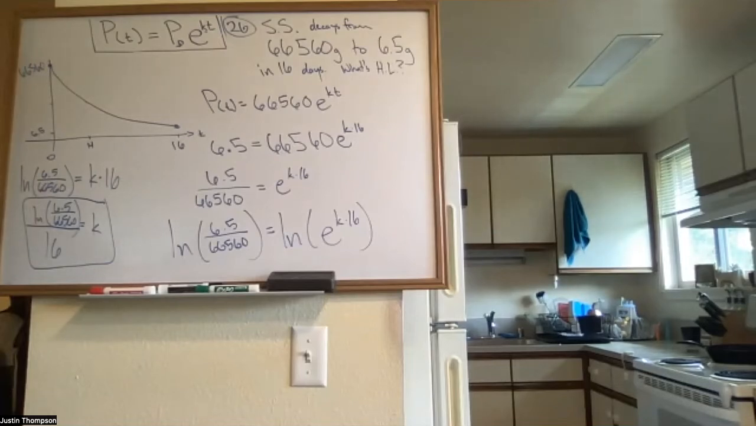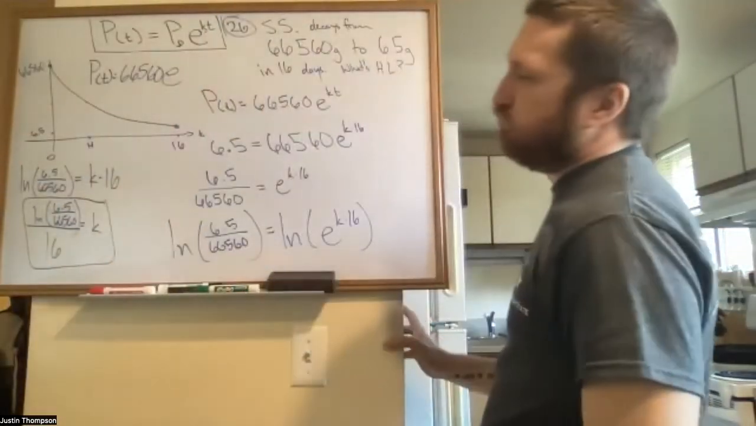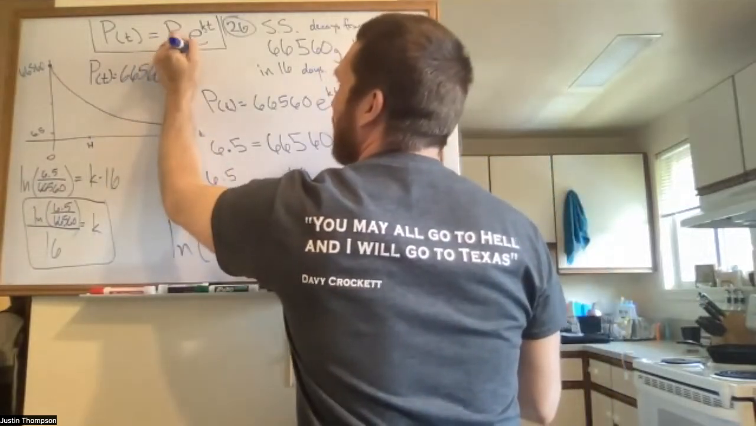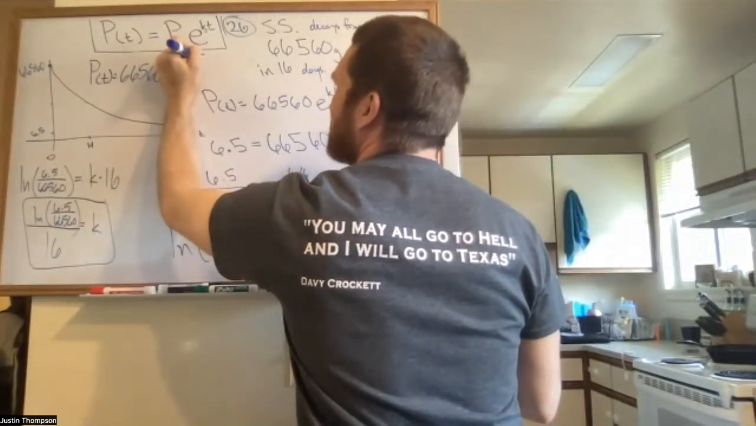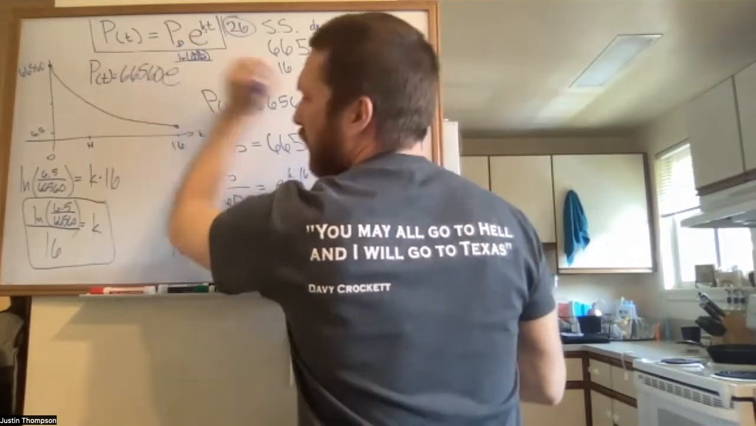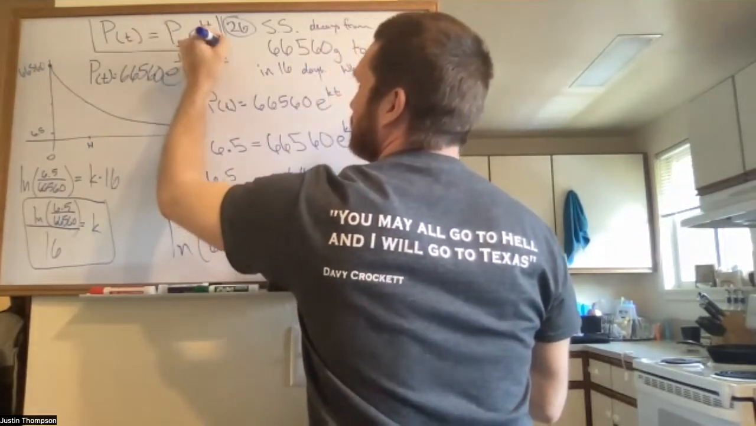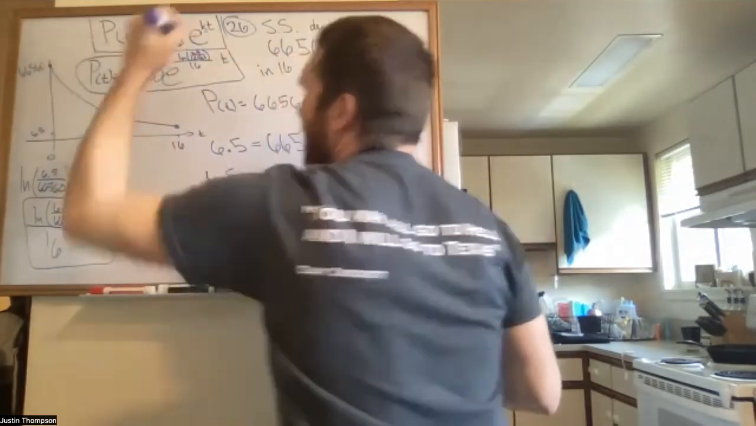So now that I have both of those, I'm going to rewrite my formula. 66560 e to the natural log 6.5 over 66560 over 16 times t. That is the thing I want.